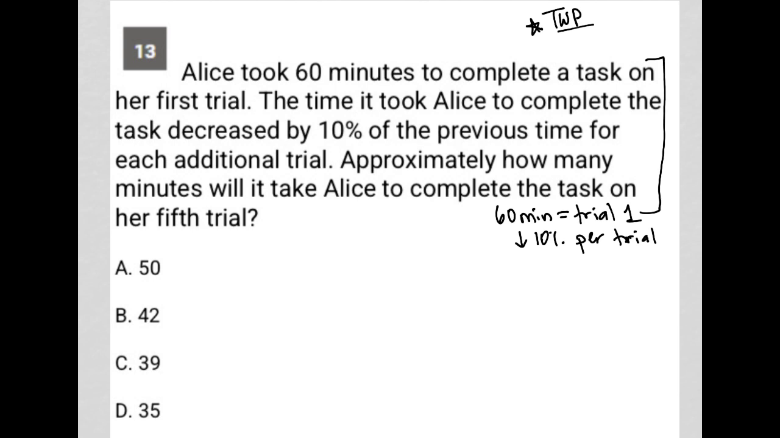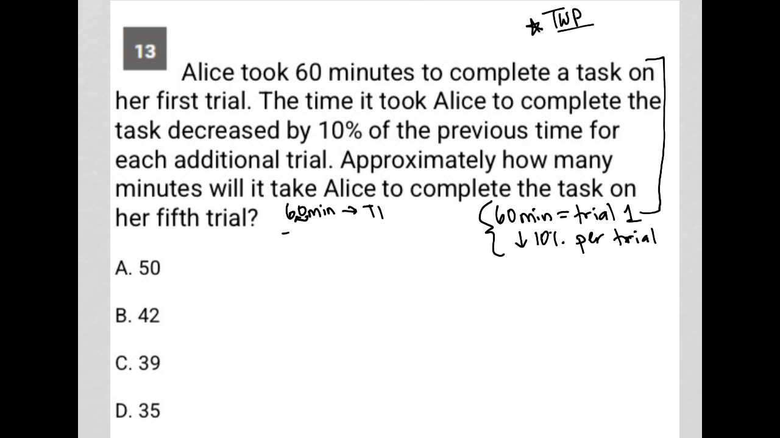The next sentence says approximately how many minutes will it take Alice to complete the task on her 5th trial? All right, so I can utilize this information that was provided in order to figure out how much time it took for trial number 5. So I'm going to start again with 60 minutes for trial 1. I'll just call it T1 to save time. 10% of 60 is 6. We just move the decimal over to the left once anytime you're finding 10% of a number.